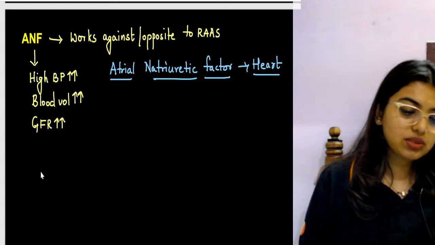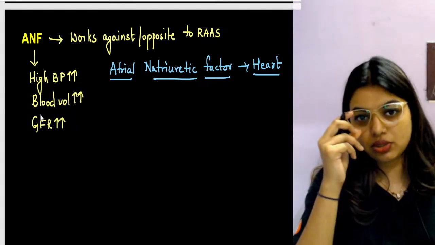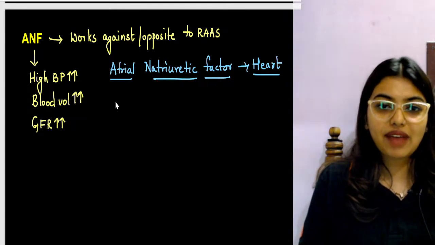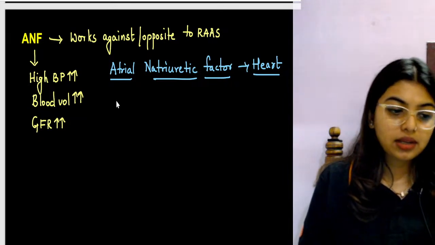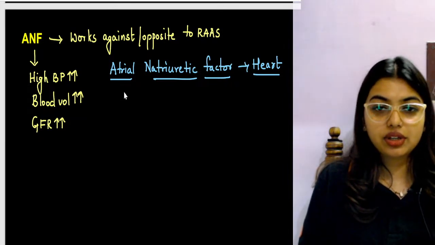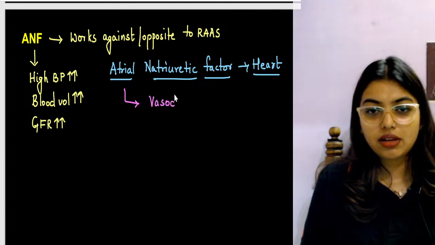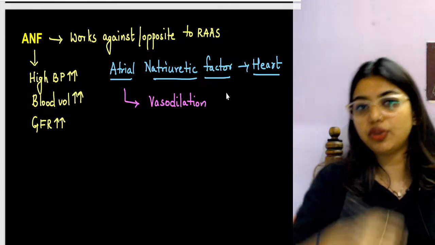Okay, so students, what is going to happen? This ANF main issue is going to be all of this. It's going to work against it. We can say that they're going to do vasodilation. Here, these people will do vasodilation of the efferent arterioles, and this way what is going to happen? The blood is going to go out faster.